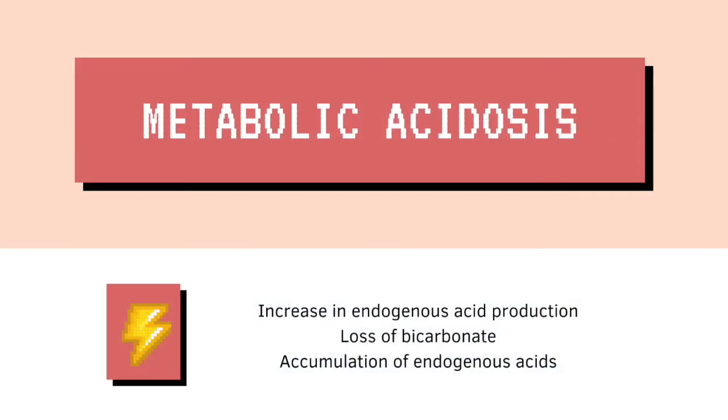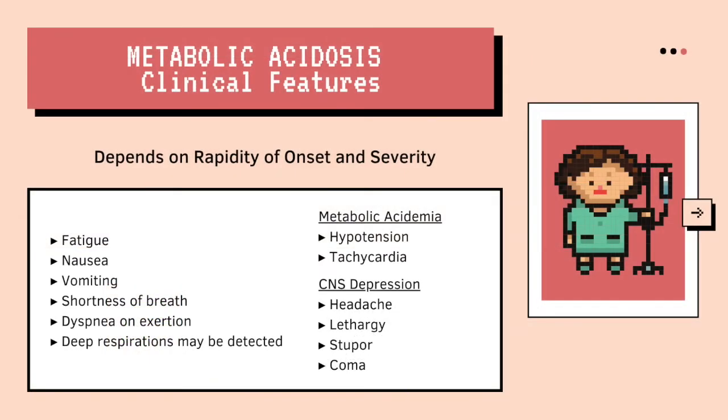Starting off with the first acid-base disorder, which is metabolic acidosis. This occurs because of an increase in endogenous acid production such as lactate and keto acids, loss of bicarbonate such as in diarrhea, or accumulation of endogenous acids due to inappropriately low net acid excretion by the kidney, especially in chronic kidney disease. Effects of metabolic acidosis in the body depend on the rapidity of onset and severity.